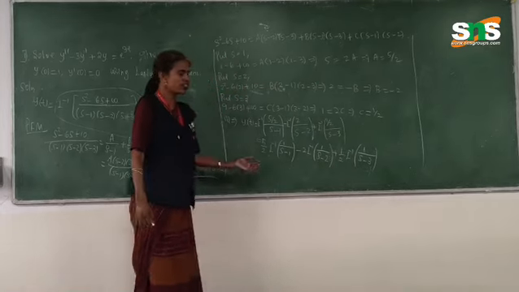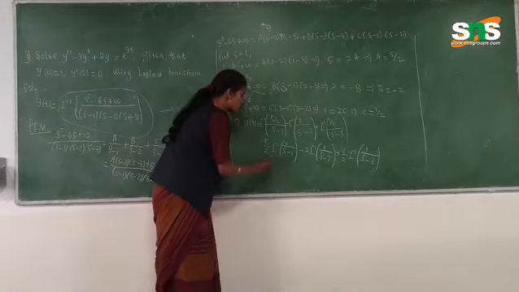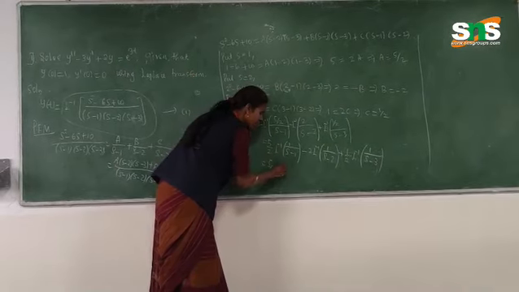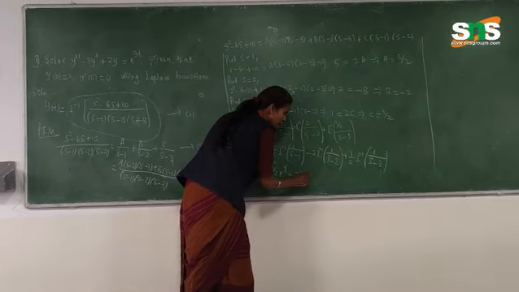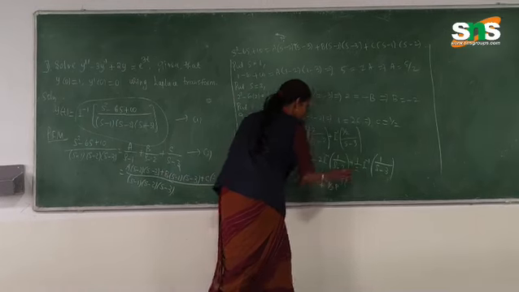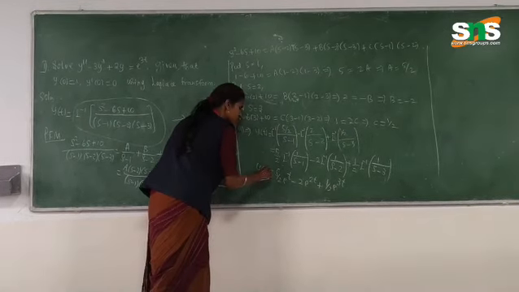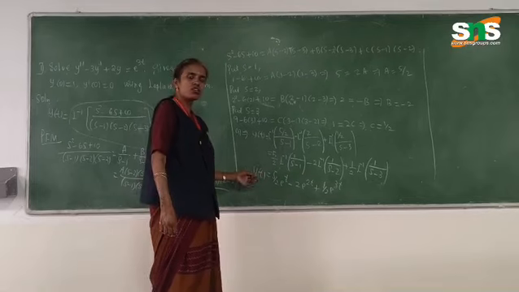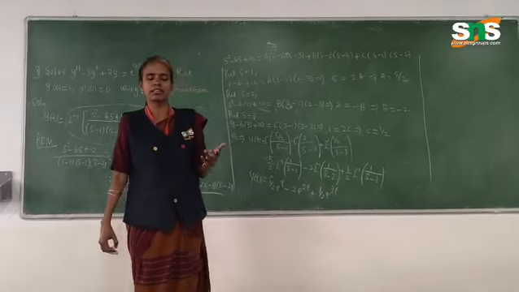At last, we are going to use the formula. So the result is 5 by 2 e power t minus 2 e power 2t plus 1 by 2 e power 3t. So this is the solution for the differential equation using Laplace transform.